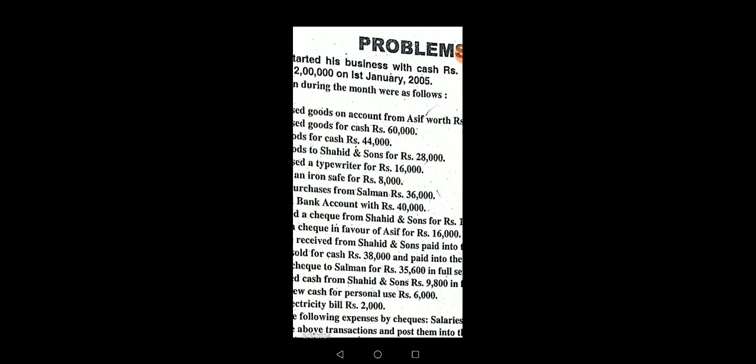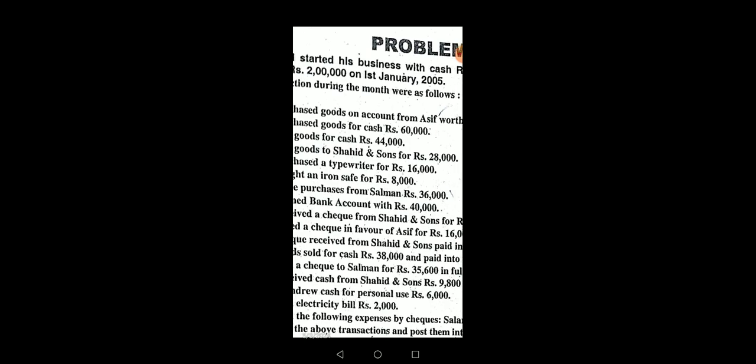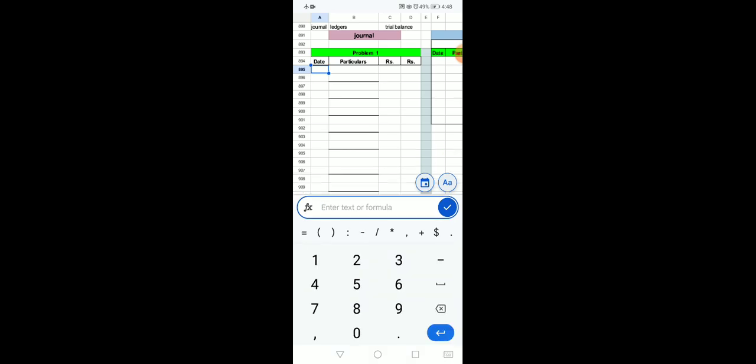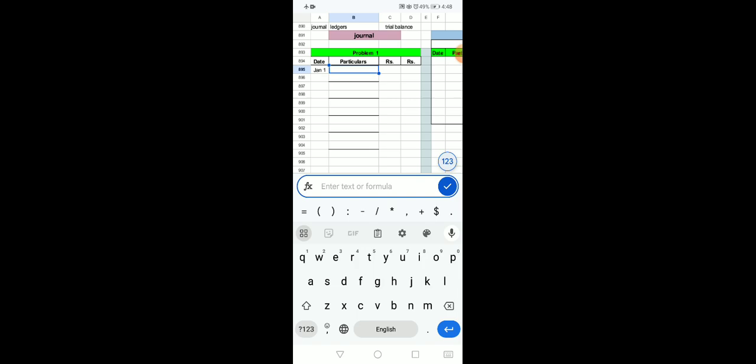When you are doing 3 entries, as there are 3 amounts, 2 lakh, 130,000 and 40,000, initially we will do 3 different entries. So: started business with cash 130,000. January 1 is the date, so you will put January 1 as the date first. Started business with cash.